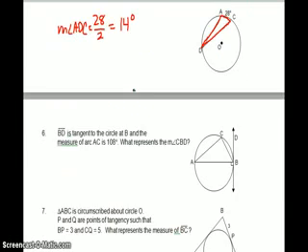Number 6. BD is tangent to the circle at B, and the measure of arc AC is 108. What represents the measure of angle CBD? So CBD, we're looking for this angle right here. And we know that arc AC, this one out here, is 108.